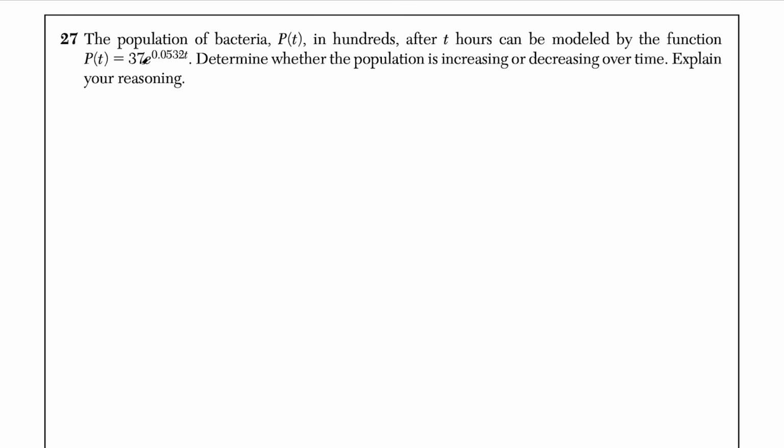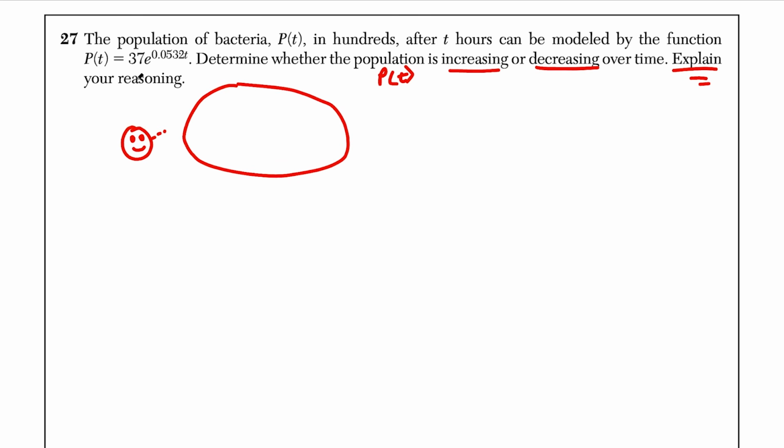Question 27, we have this function p of t modeling the population of bacteria, and we have to determine whether the population is increasing or decreasing over time, and explain our reasoning. So the population, once again, is modeled by p of t. What we're really trying to find is whether p of t is increasing or decreasing. p of t is an exponential function, and I know this because we have a number being raised to a variable power.